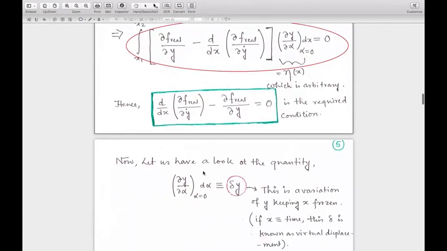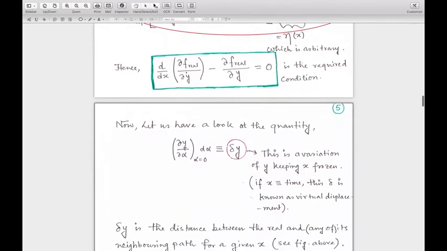Now let us have a look at this quantity, ∂y/∂α at alpha equal to 0 times d alpha.